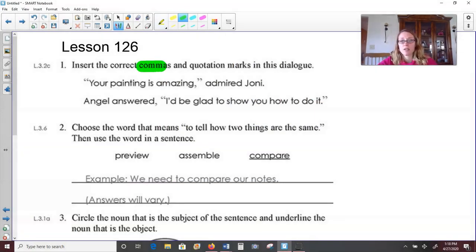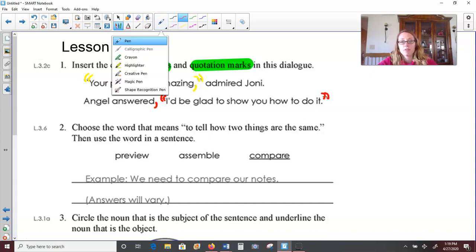It says to insert commas and quotation marks in the dialogue. So we just did that on the last lesson. So let's look at our sentences. "Your painting is amazing," admired Joni. Quotation marks go around the exact words that Joni is speaking, and then a comma to separate her words from the speaker. So a comma after amazing. Angel answered, "I'd be glad to show you how to do it." So we need a comma after answered to separate the speaker, which is Angel, from her words, and then quotation marks around exactly what she is saying. "I'd be glad to show you how to do it."